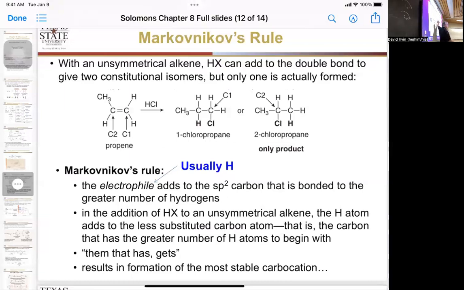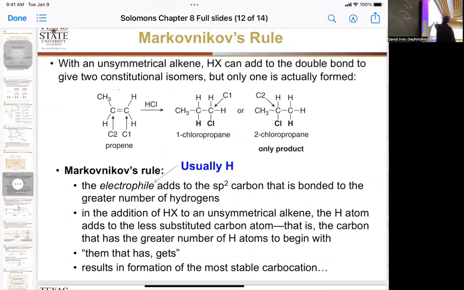So this doesn't happen. We don't put the chlorine on that position, that number 1 carbon. We only put the chlorine on the number 2 carbon, because that number 2 carbon has 2 carbons attached to it. Carbon 1 only has 1 carbon attached to it. If it only has 1 carbon, you're going to add the hydrogen to that. In a Southernism, you would say "that has, gets." So if it already has hydrogens, the more hydrogens it has, it gets the hydrogens. Okay, but the reason is carbocation stability. So it's not a mystery, it's exactly the right rule.